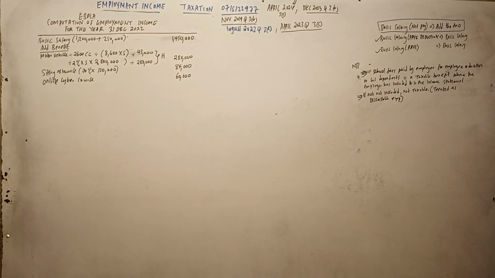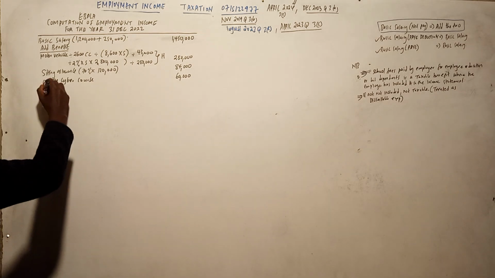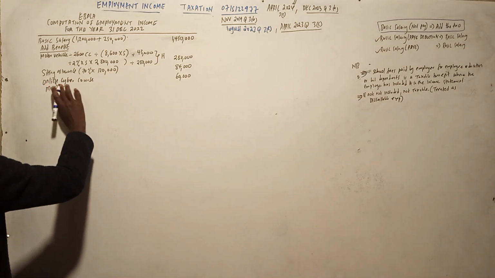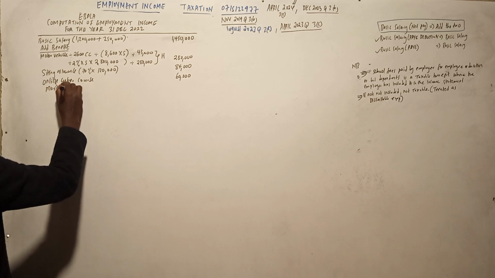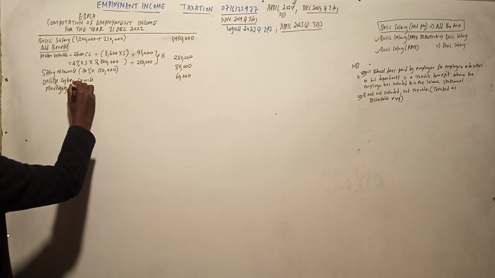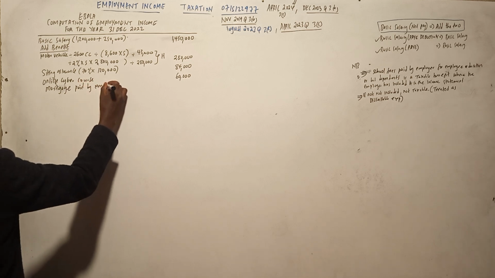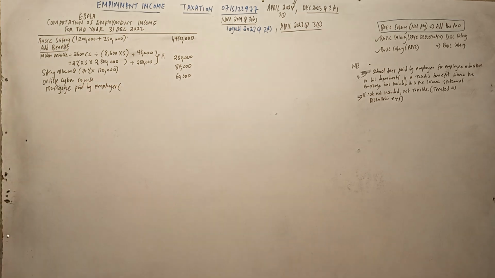But before we go to house benefit, we have mortgage. I have seen a mortgage that was paid by the employer. Mortgage paid by the employer. That's a benefit. So how much was paid by the employer? That's a benefit. Information number 5.